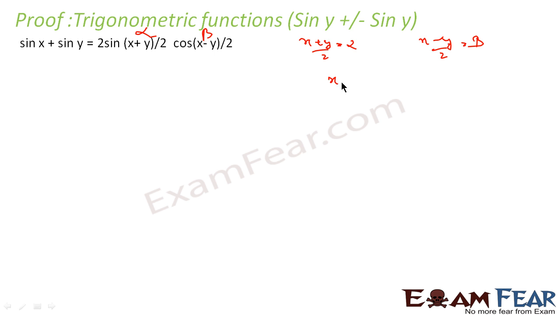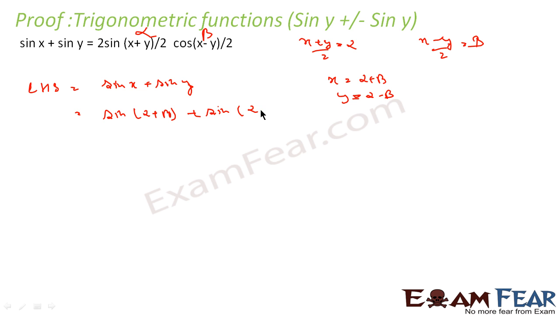So we get x is equal to alpha plus beta and y is equal to alpha minus beta. This is the equation we have derived in the last slide also. So LHS is nothing but sine of x plus sine of y. So this becomes sine of alpha plus beta plus sine of alpha minus beta. So this sine A plus B plus sine A minus B, we know, is equal to 2 sine of A and cos of B. We have done this in the last slide.